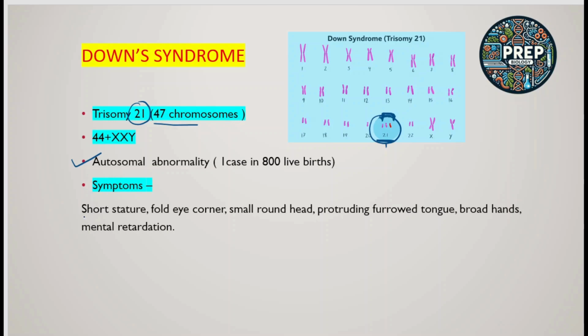What are the different symptoms of Down syndrome? The patient has short stature, short hair, a folded eye corner, a small round head, a protruding furrowed tongue, broad hands, and is mentally retarded. This condition is very, very important: what happens in the chromosomes, which kind of trisomy, and at which chromosome the trisomy takes place. This is Down's syndrome.